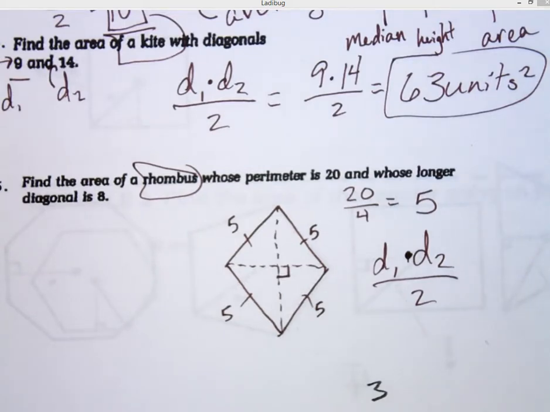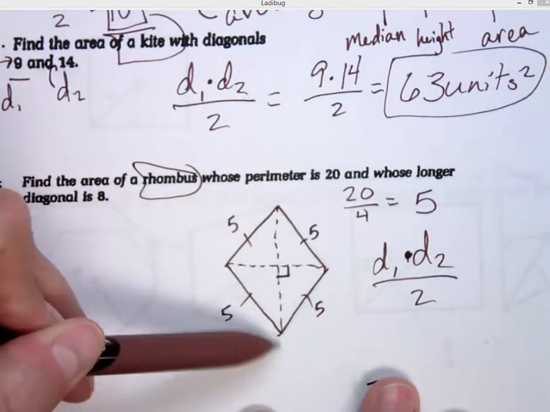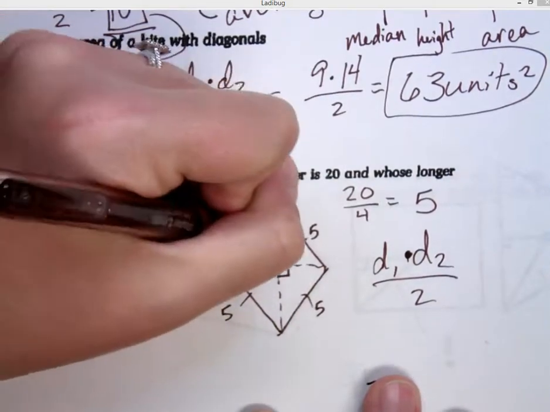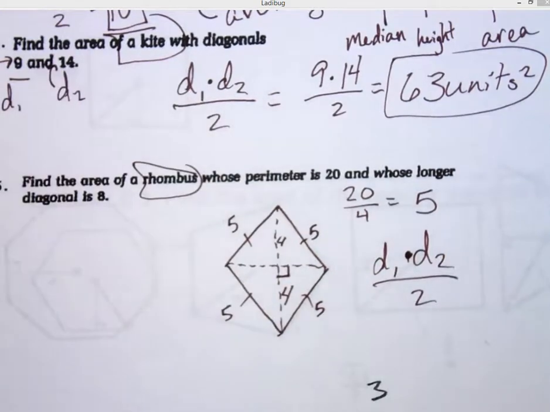It says that the perimeter is 20. Okay, we got that. The diagonal is 8. So this is the longer diagonal, and it is 8. If the whole thing is 8, this is going to be 4. This is going to be 4.